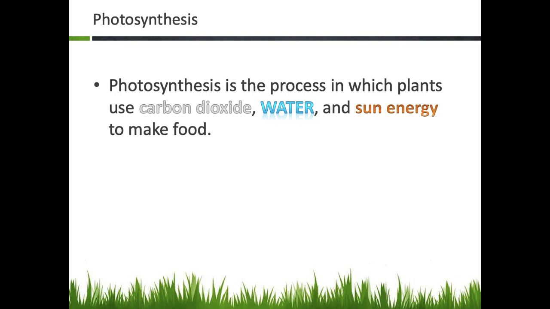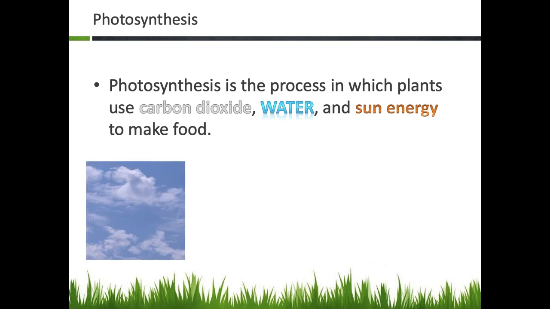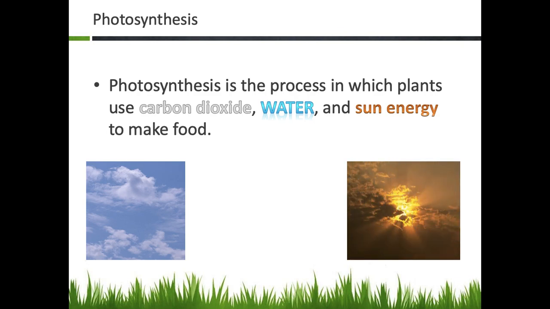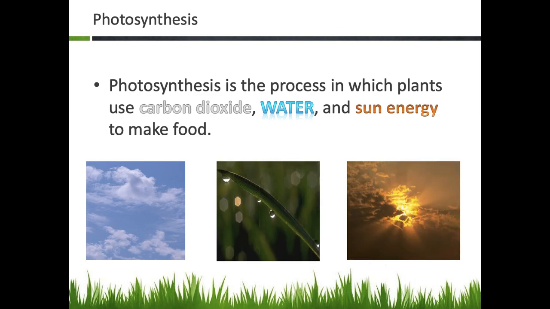Photosynthesis is the process in which plants use 3 ingredients. These ingredients are carbon dioxide, water, and sun energy. They use these 3 things to make food. They use these 3 ingredients to make food for themselves and for the rest of the planet, and this is what they're able to produce. So they're using carbon dioxide, water, and sun energy to make that food.